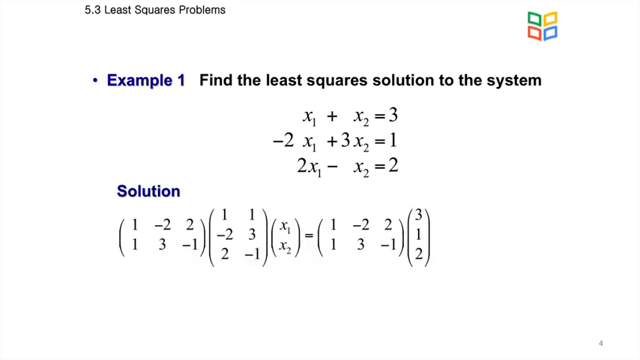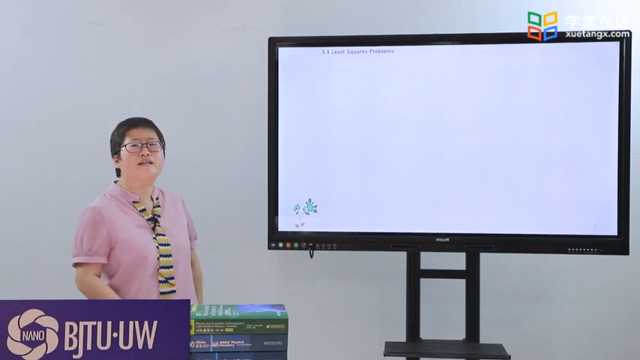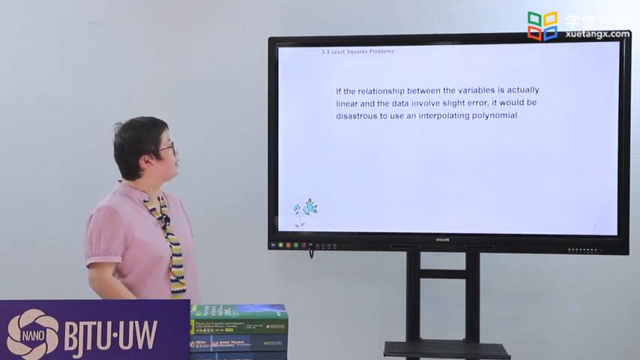So it's A transpose times A times X equals A transpose times B, where A is the coefficient matrix of this linear system, and B is the right-hand side vector. After you have this normal equation, you can solve for its solution x1, x2. The values are here. So this is a least square solution.